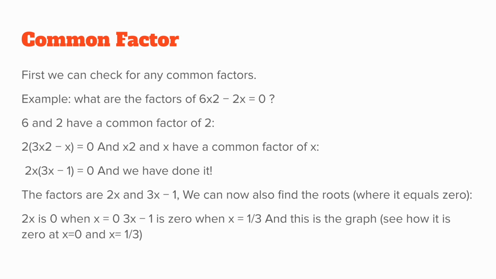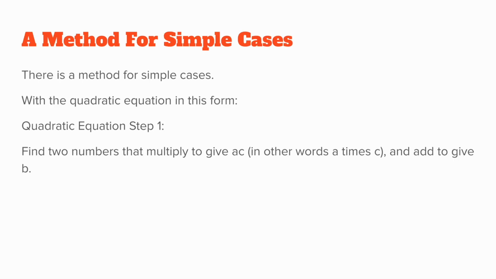The factors are 2x and 3x minus 1. We can now also find the roots where it equals 0. So 2x is 0 when x equals 0, and 3x minus 1 is 0 when x equals 1 over 3. And this is the graph. See how it is 0 at x equals 0 and x equals 1 over 3. But it is not always that easy.